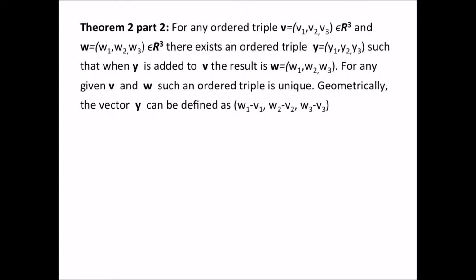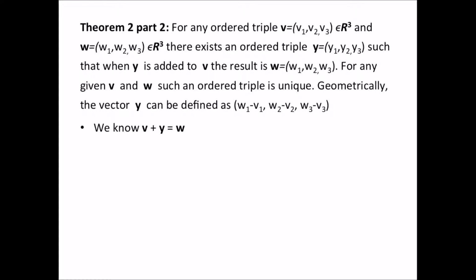Theorem II, Part 2 states that for any ordered triple V in R3 and W in R3, there exists an ordered triple Y in R3 such that when Y is added to V, the result is W. For any given V and W, such an ordered triple is unique. Geometrically, the vector Y can be defined as W1 minus V1, W2 minus V2, W3 minus V3. From our given theorem, we know that point V plus point Y equals point W.